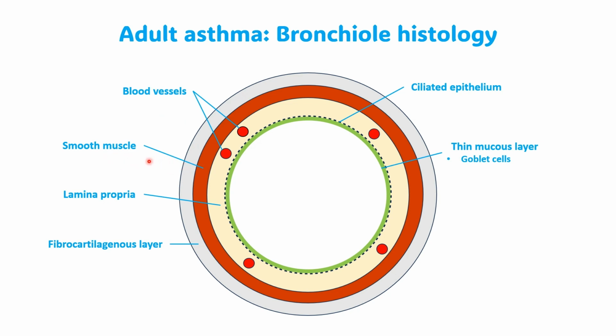And that's important when we think about stimulation of either contraction of the smooth muscle leading to bronchoconstriction or relaxation of the smooth muscle resulting in bronchodilation. And there's various factors which can affect this. We also have the lumen of the bronchiole. And we can see from this diagram here, it's a big, large lumen, and that's exactly what we want.